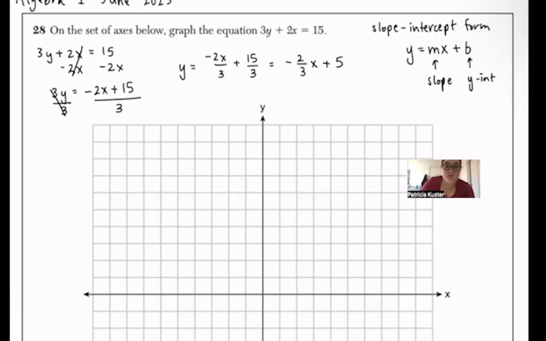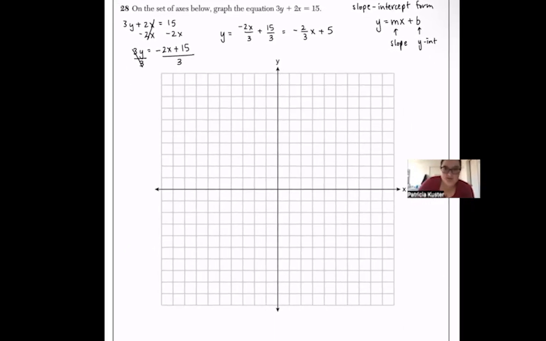The first and easiest part is to graph your y-intercept. Your y-intercept is where your line is going to cross the y-axis. In this case, our y-intercept, or our b value, is 5. So I would go 1, 2, 3, 4, 5. The line is going to pass through this point, (0, 5).